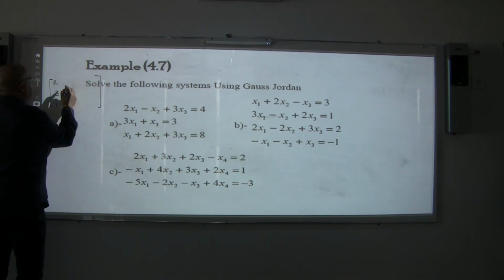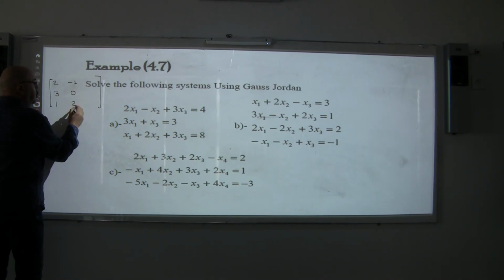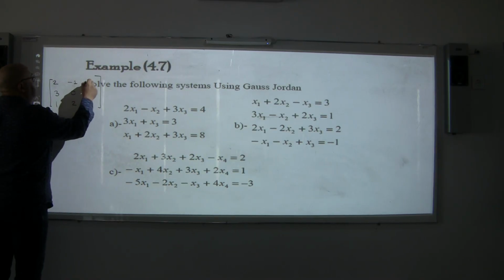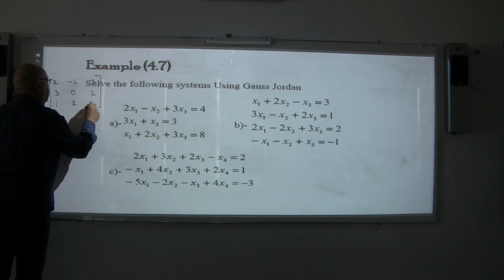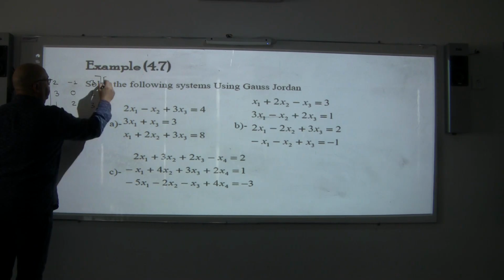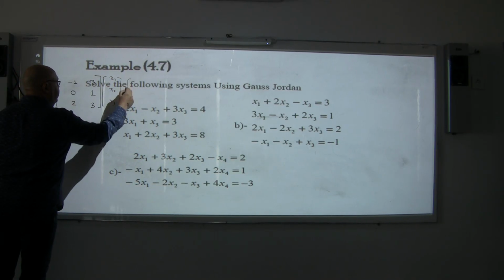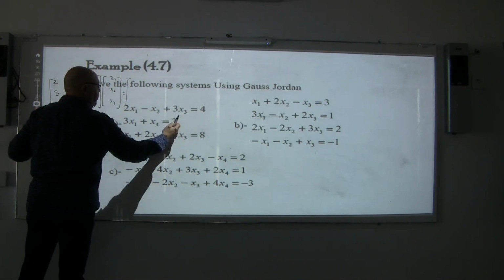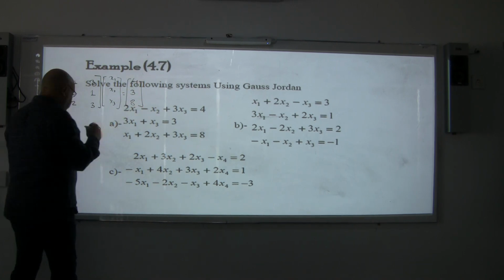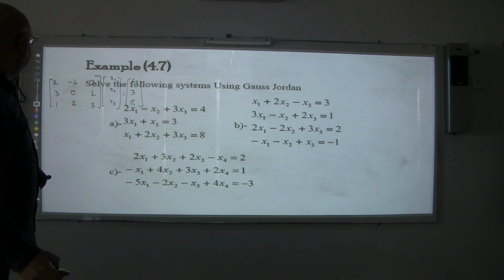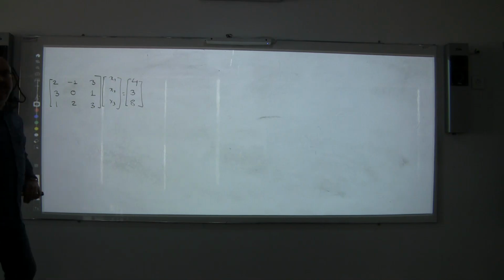For x2, you will have -1, then 0, then 2. For x3, you will have 3, then +1, then 3. Those are multiplied by x1, x2, x3. And the result will equal 4, 3, and 8. That's the result. Okay. That's the system of equations that we already had previously.